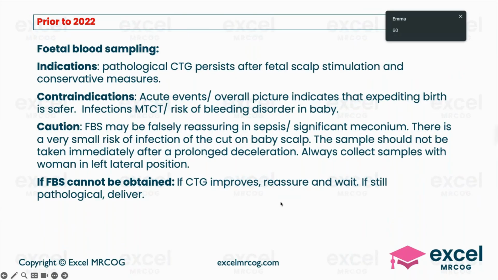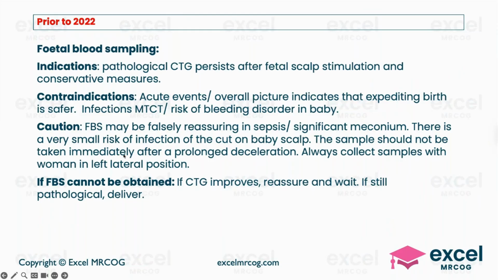So fetal blood sampling indications were pathological CTG, persisting. Contraindications we know, acute events, and when the overall picture indicates that expediting birth is safer. In that case, obviously, if you think cord prolapse or rupture is there, please don't sit and do FBS. Or if you think there is a possibility of mother to child transmission, or risk of bleeding disorders in the baby, please do not do FBS.